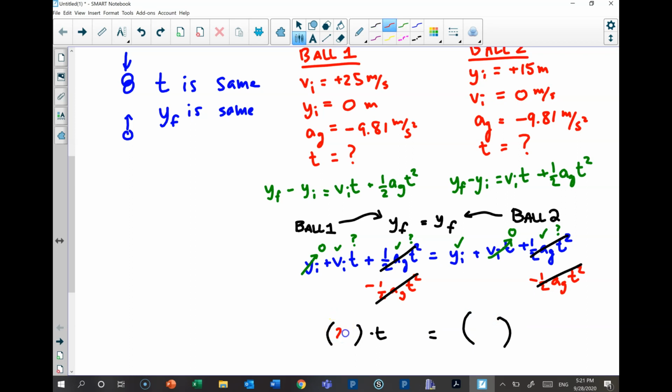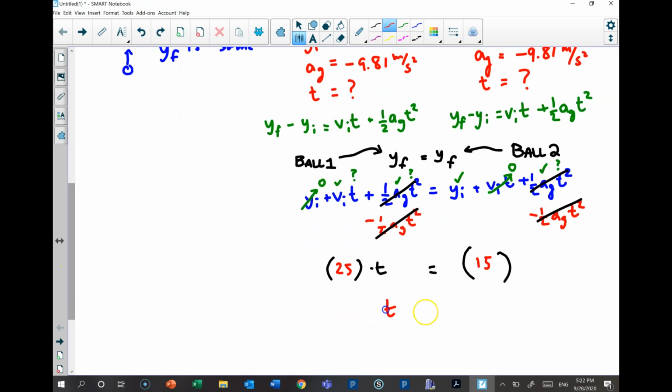Vi is 25 on the left side for ball 1. The left side here is all ball 1. And the right side is all ball 2. So what's y initial for ball 2? It's 15. We divide both sides by 25. 3 over 5. This is 0.6 seconds.